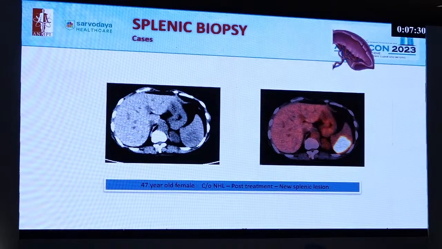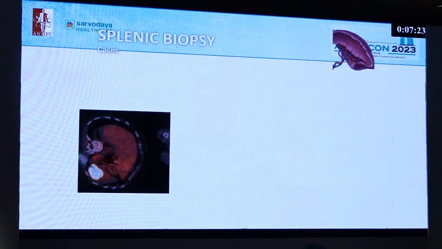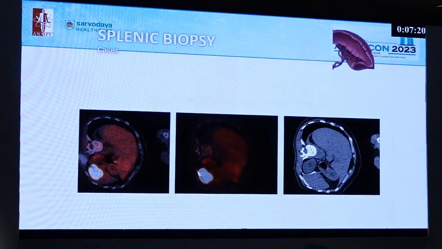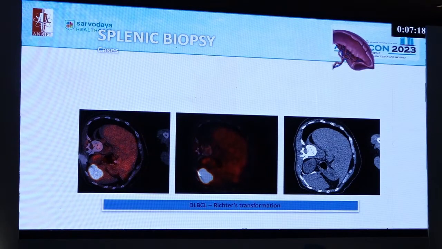So this is a 47-year-old female patient with NHL. Post-treatment, a new splenic lesion was there. So we did a biopsy from this splenic lesion. We approached slowly, and this turned out to be Richter transformation.